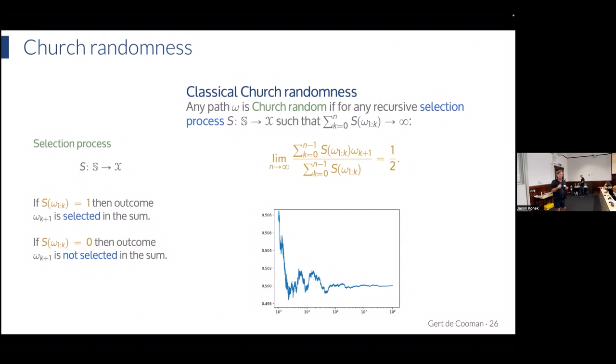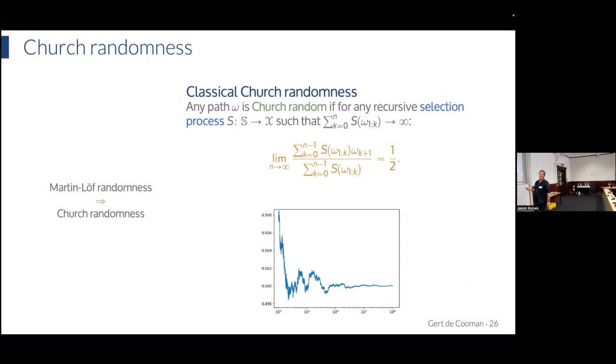So not just the whole sequence of 0s and 1s must go to 1/2, but any computable way of selecting a subsequence must also lead to the same result, 1/2. That is the idea. That is what we call Church randomness. And you can prove that if a sequence is Martin-Löf random, it is also Church random. So Martin-Löf randomness implies that the law of large numbers will hold. In the classical case, for a fair coin probability, that is what it is.